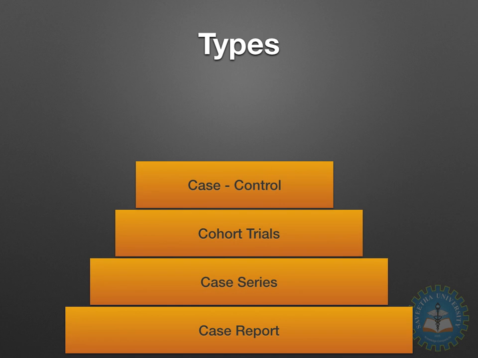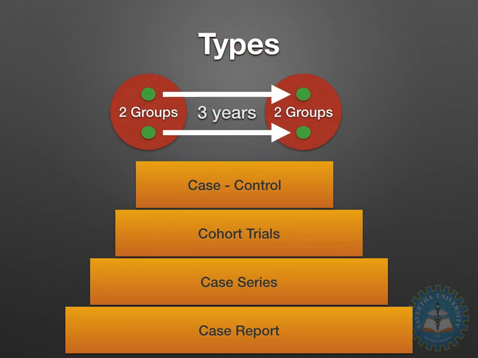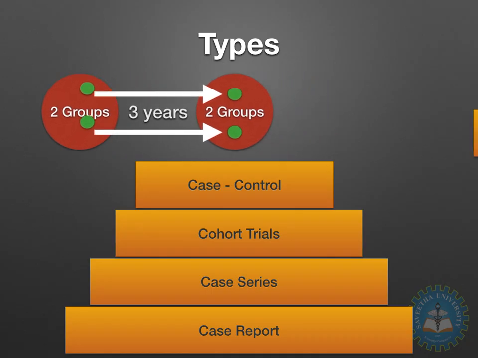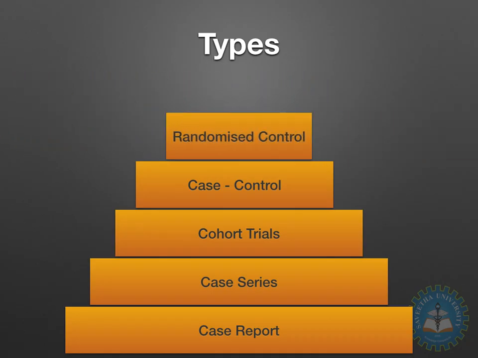And last but not least is your case control trial. A case control trial is where you involve two groups. One would be a case group and a control group, and you'd follow them for a long period of time. Again, your treatment or the study trial starts prospectively, so you have full control over the study design. Last but not least is a randomized control trial.